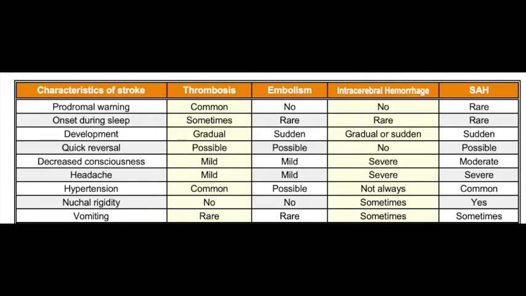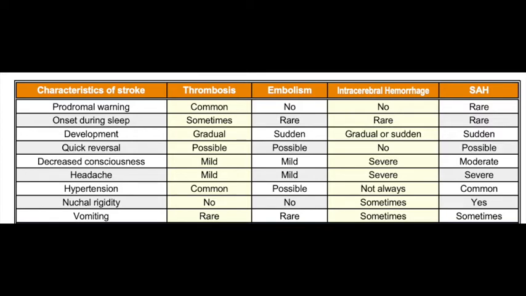A quick reversal is possible with TPA. We just need to be within that time frame. The decrease in level of consciousness is usually pretty mild. They're usually able to comprehend and follow commands and everything that's going on. They just have very specific signs. They might not be able to say certain things, they might not be able to do certain things, but they're typically fairly alert. A headache may be present, but it's not that severe. They may have high blood pressure, they may not. They're not going to have any nuchal rigidity, no stiffness in the neck, and vomiting is rare for these types of patients.